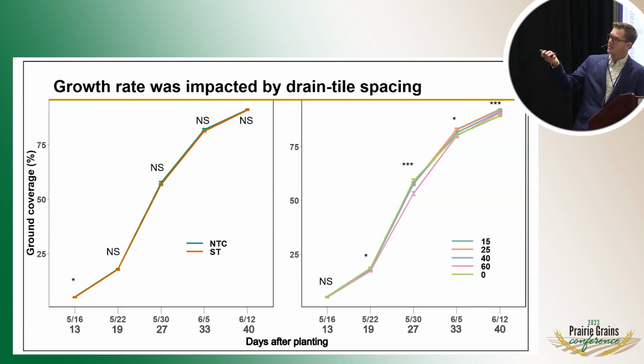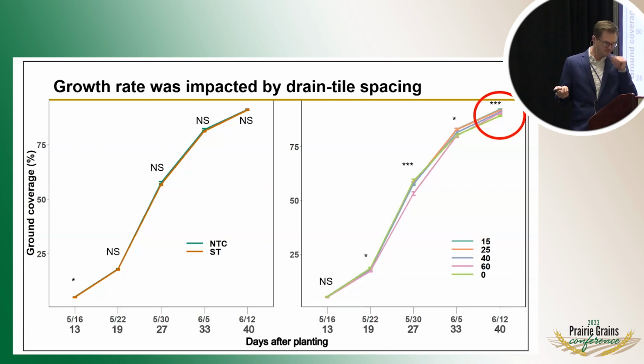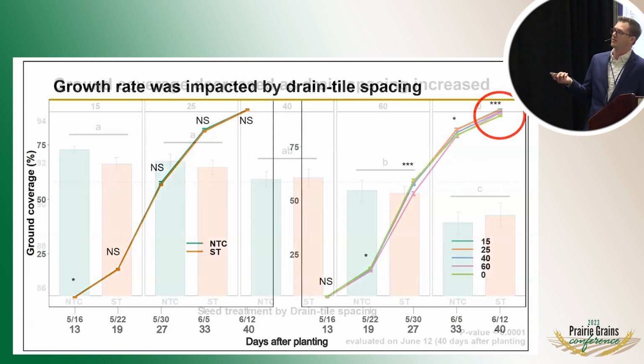And moving throughout the season, actually right away we did see that small difference between the non-treated seed and the seed treatment, but I think it was 5% ground coverage compared to 5.2%. So really nothing major there. But when we look at the drain spacings, this is where we start to see significant differences. And when we get to June 12th here, 40 days after planting, we start to see some pretty significant differences.